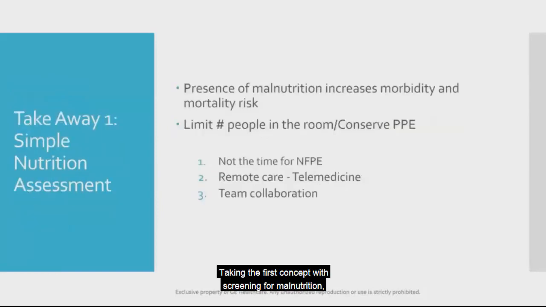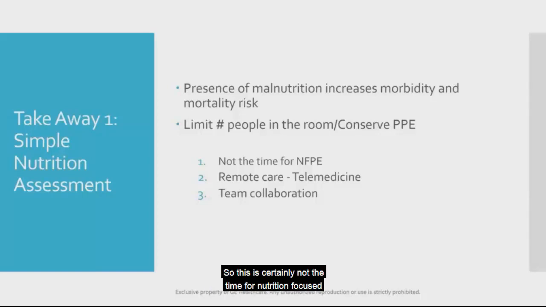Taking the first concept with screening for malnutrition, there's typically a mechanism in place for identifying nutrition risk within 24 hours of hospital admission. But once a patient is screened at risk, how does the dietitian or other members of the nutrition support team embark on nutrition assessment? We need to be cognizant of limiting the number of people in the room, conserving protective equipment, and providing clustered care where we batch clinical procedures together to minimize exposure to COVID-19.